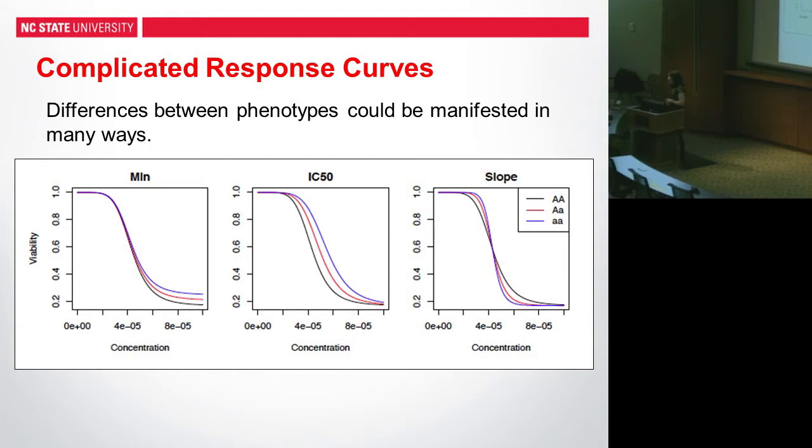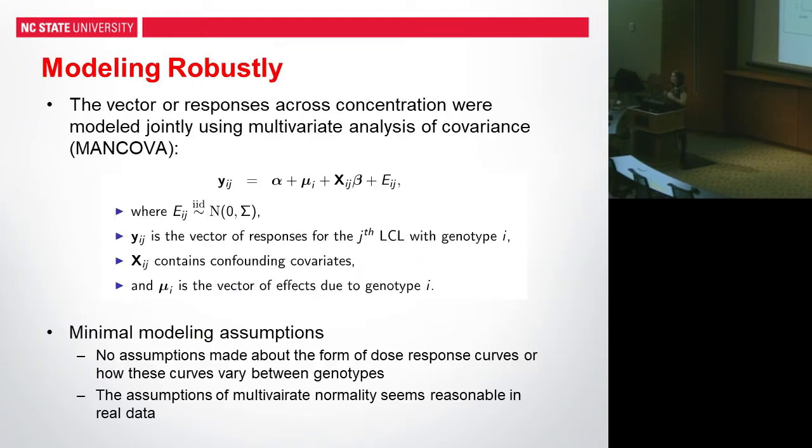We also could have situations where the genotypes cause differential IC50s, or you could have models where the Hill slope is actually changed. And when we're starting to do dozens of drugs across thousands of individuals, we see each one of those. So we wanted to come up with a way to do more robust modeling than fitting one of those parameters and then doing association.